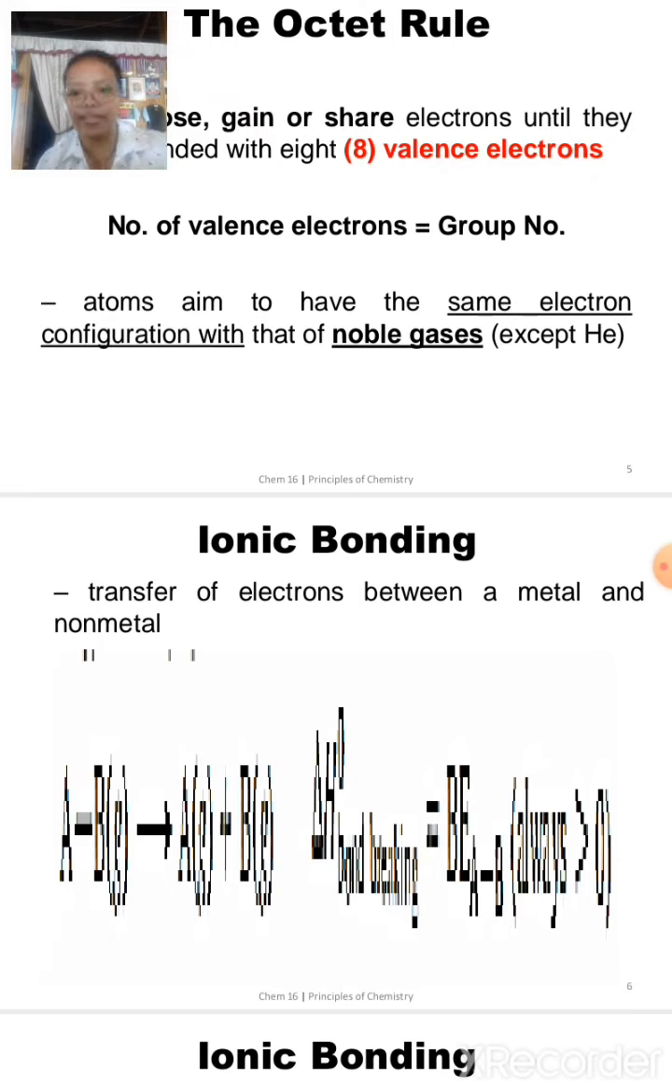For ionic bonding, it is the transfer of electrons between a metal and a non-metal. Take note again, transfer of electrons between a metal and a non-metal. So that's ionic.